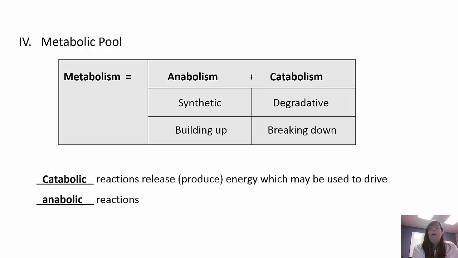So metabolism, remember, is the sum of all chemical reactions in our body. Anabolism is building things up. Catabolism is breaking things down. So when you add your buildups and your breakdowns, you have metabolism. So anabolism is synthetic, meaning you're building things up. Catabolism is degradative, meaning you're breaking things down. So catabolic reactions release energy, which can then drive anabolic reactions, which require energy.